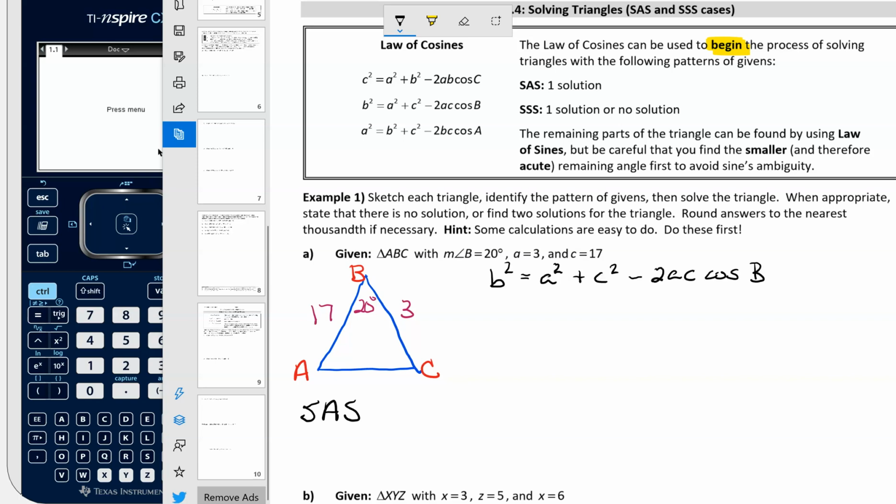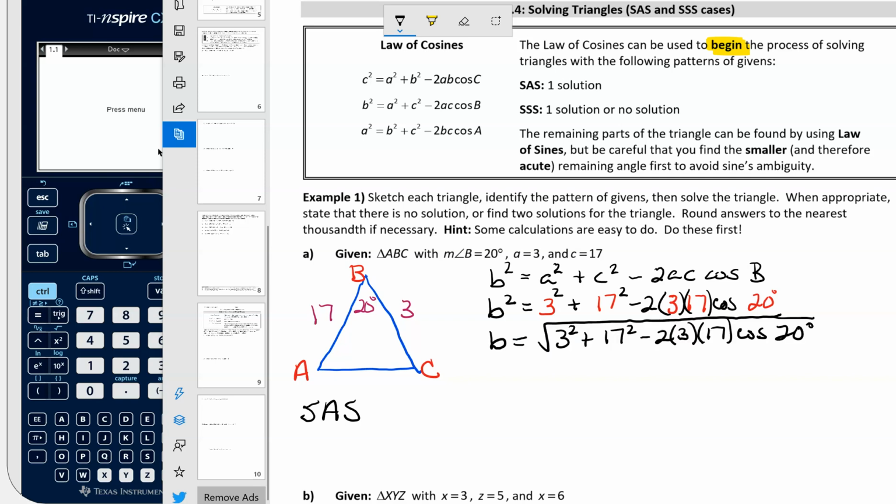You'll be expected to memorize this, and remember that the side that sits by itself on one side of the equation, b squared, corresponds with the opposite angle that we're taking the cosine of on the other side of the equation. Now let's fill in our given information. And the beauty of this type of equation is that all that's left to do to solve for b is to take a square root.